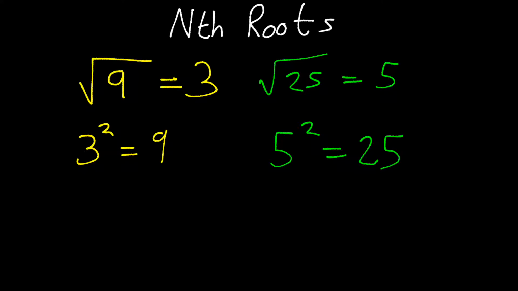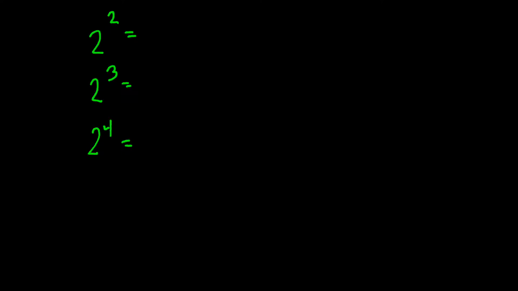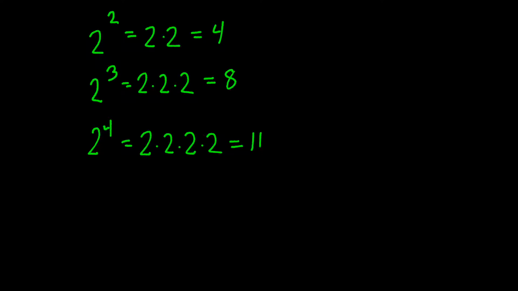But our root system does not stop there. The nth means it could be something different than a square root. And that's what this video is going to focus on. So let's dive right in. If you've been working with squares and square roots already, this should look pretty familiar to you. You know that 2 squared means 2 times 2, which is 4. You know 2 to the third power is 2 times 2 times 2, which is 8. And then 2 to the fourth power is 2 times 2 times 2 times 2, which is 16. So that hasn't changed at all.